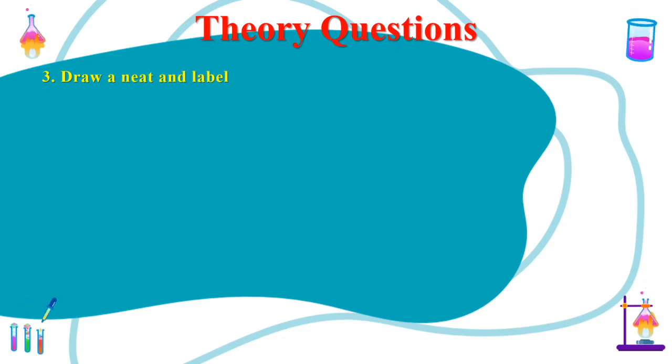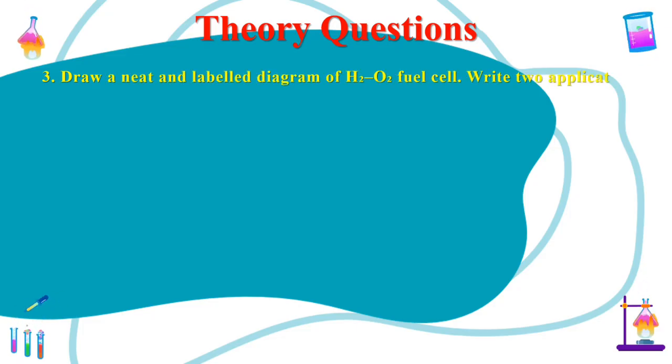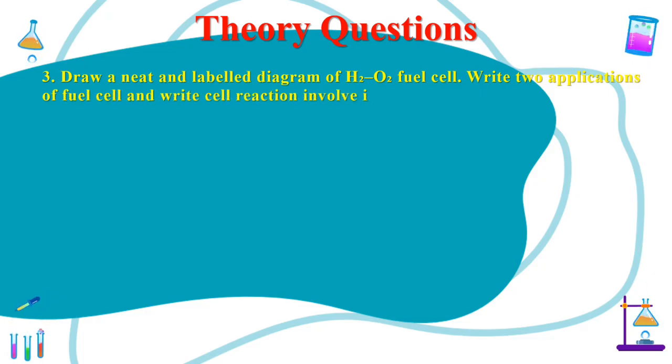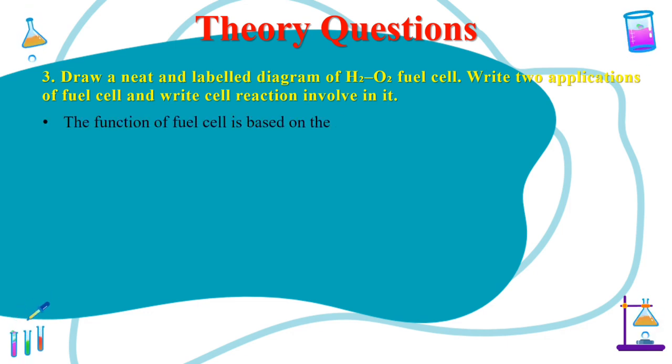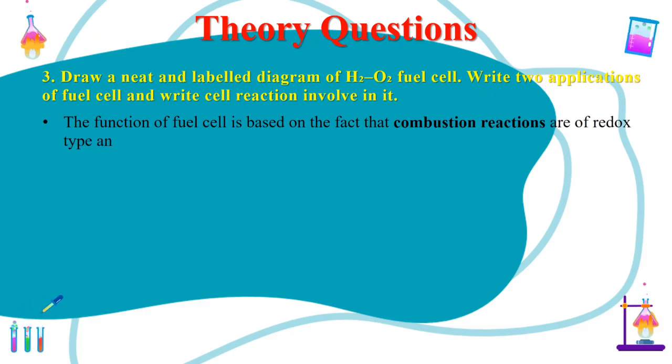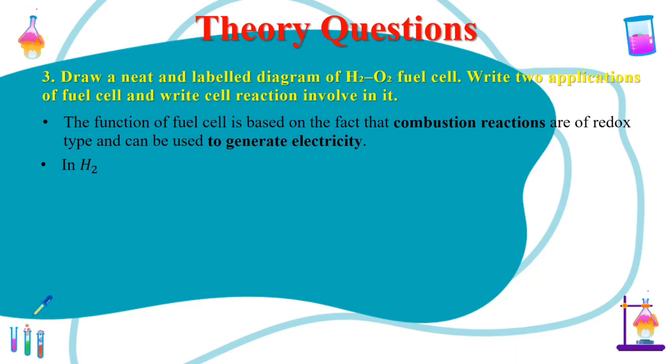The third and important question is: draw a neat and labeled diagram of an H2-O2 fuel cell, write 2 applications of fuel cell and write the cell reaction involved in it. Let us focus on the answers now. The function of a fuel cell is based on the fact that combustion reactions are of redox type and can be used to generate electricity. Fuel used in this cell is hydrogen gas.